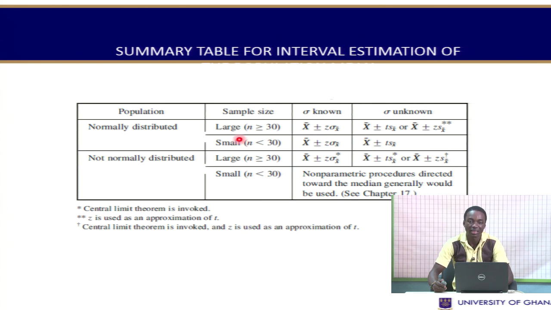But if our sample sizes are small for a normally distributed population with unknown population standard deviation, we'll revert to using the t distribution. If our population is not normally distributed and our sample sizes are large, given that our population standard deviation is known, we can still use the z distribution to construct our confidence interval. However, if our population standard deviation is not known, we shall revert to using the t distribution, given that our sample sizes are large. If our population is not normally distributed and our sample sizes are small, that is less than 30, then we cannot use the normal distribution approach, but we may look at other non-parametric procedures to estimate our confidence interval, which is actually beyond the scope of this study.